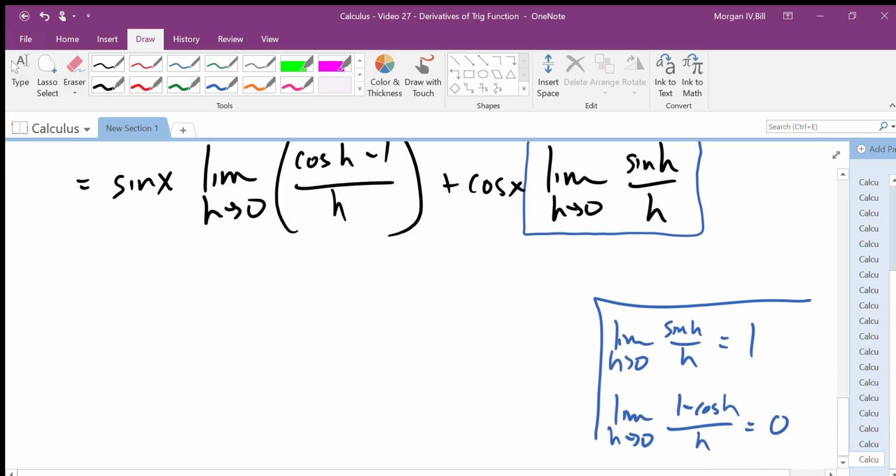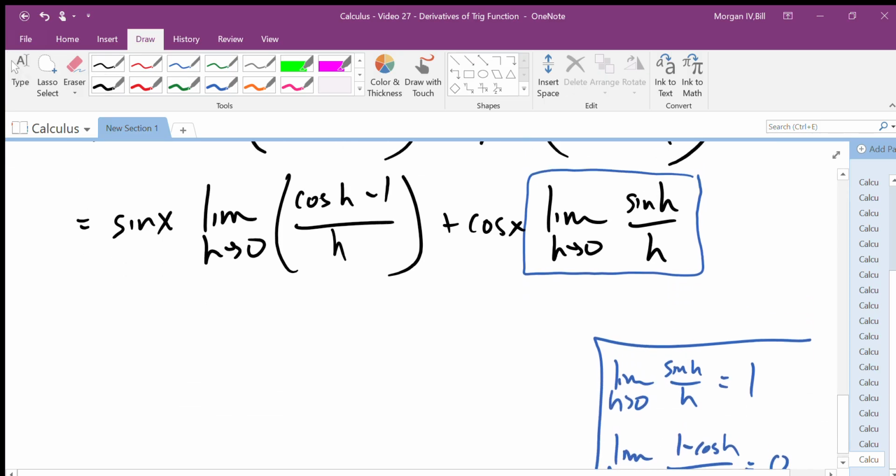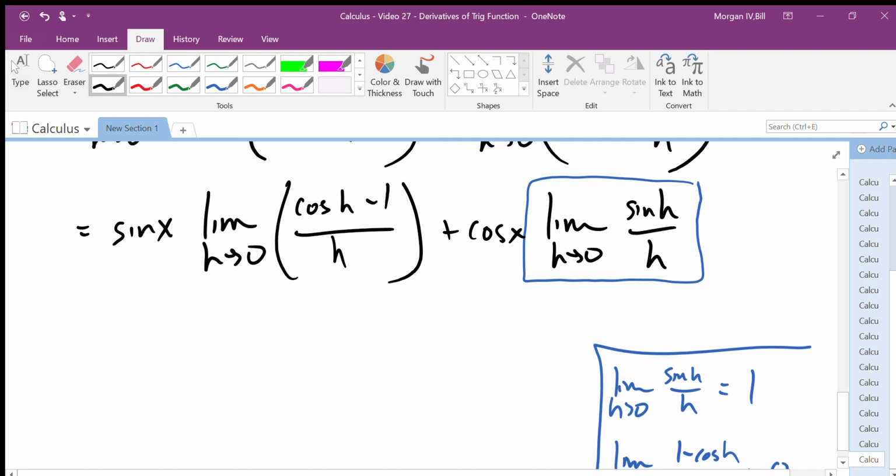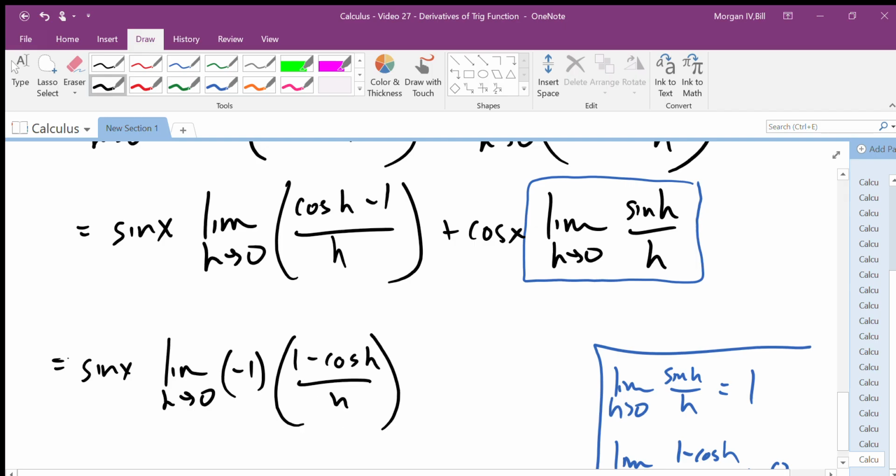Okay, back over here. 1 minus cosine of h over h. What we have is cosine of h minus 1 over h. What we need is 1 minus cosine of h over h. So we're going to factor out a negative 1, which changes the signs, right? It makes my cosine of h negative, it makes my 1 positive, and then I'll just switch their order. So this is equal to the sine of x times the limit as h goes to 0. Factor out a negative 1. So by factoring out a negative 1, I'll just do it right here, negative 1, times 1 minus the cosine of h over h, plus the cosine of x times the limit as h goes to 0 of sine of h over h.